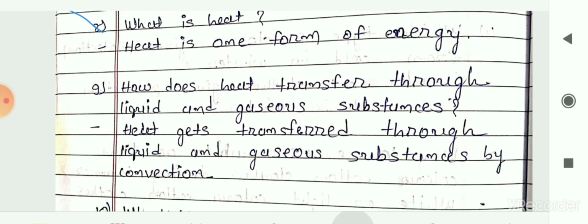Next question, how does heat transfer through liquid and gaseous substances? So heat gets transferred through liquid and gaseous substances by the process of convection. So here your answer is convection, by the process of convection.